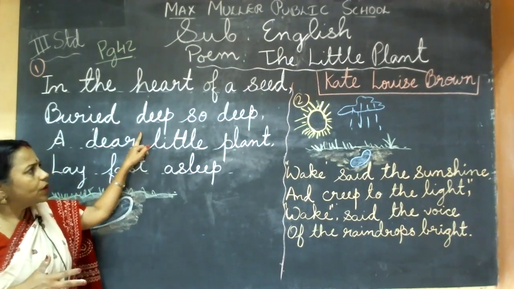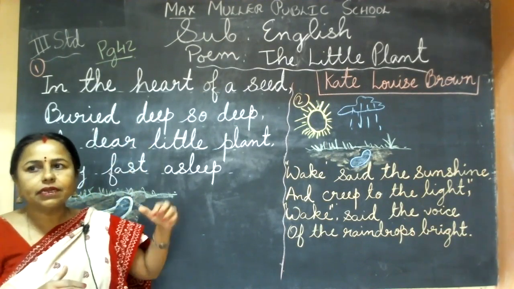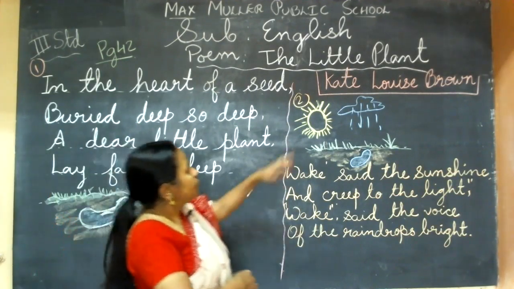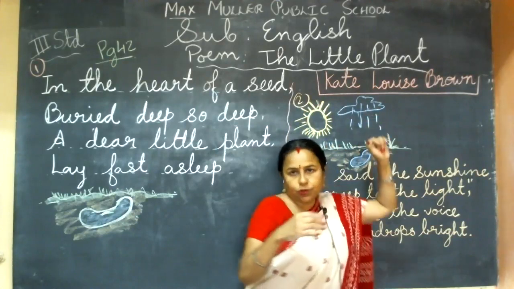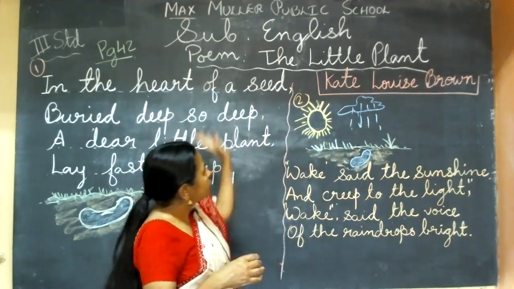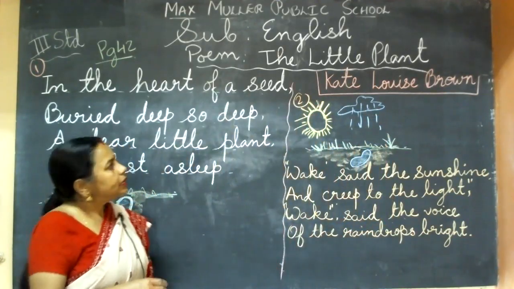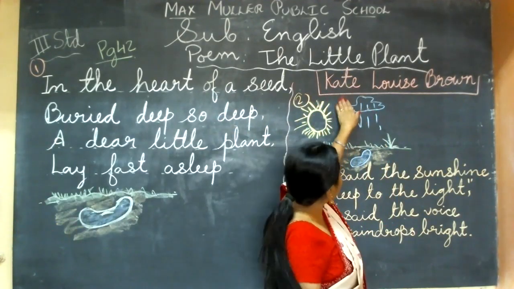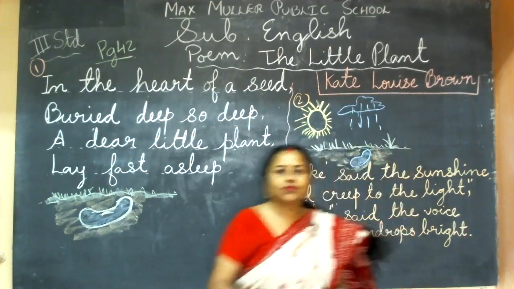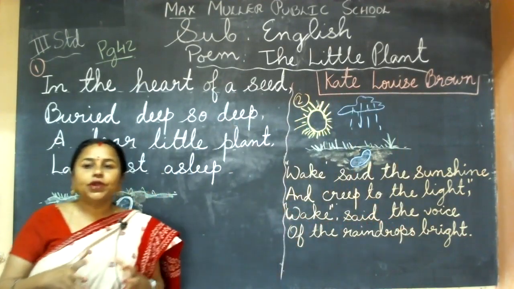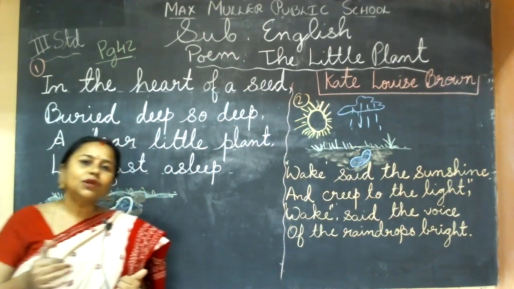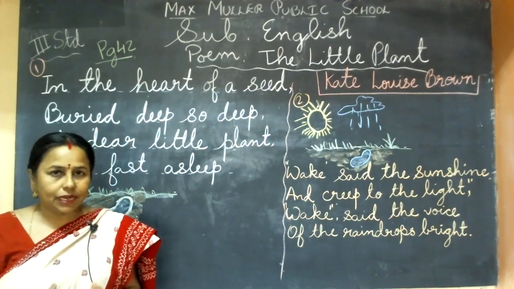Like this is one poem. Poem means what? It is written by a poet or poetess. Here it is written by, you see here children, Kate Louise Brown. This beautiful poem is written by Kate Louise Brown. I have written the name, see, it is not in the book. You can copy it. So when a poet or poetess sees something in a normal thing, they describe it in their own words, very beautifully.